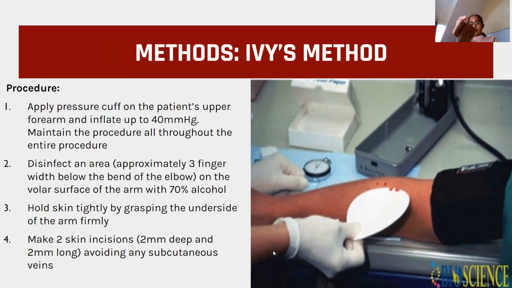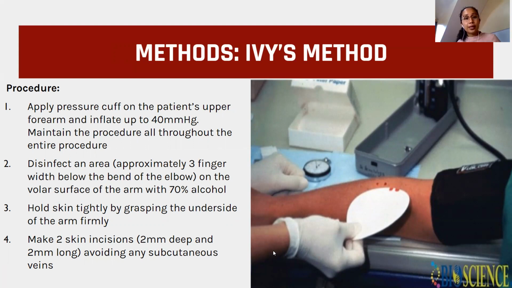And so nilagay mo dyan, and get the volar surface of the forearm. Disinfect an area approximately 3 fingers width below the bend of the elbow, dito, on the volar surface of the arm with 70% alcohol. So clean it out. Hold the skin tightly by grasping the underside of the arm firmly. Make 2 skin incisions, 2 millimeters deep and 2 millimeters long.